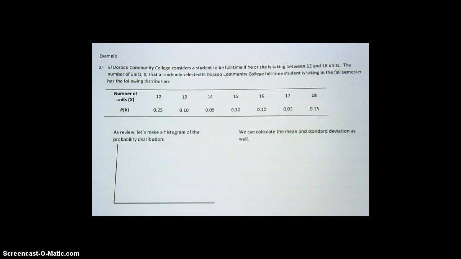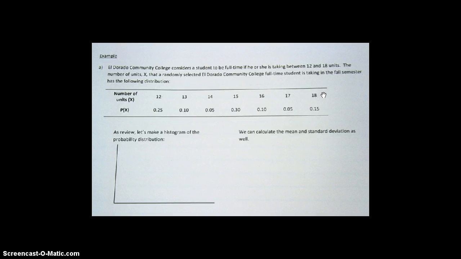I'll let you read over the scenario, but the gist of it is that we have a random variable x that we've defined as the number of units that a full-time student at this particular community college is taking in fall semester. And then we have the probabilities associated with those particular number of units.